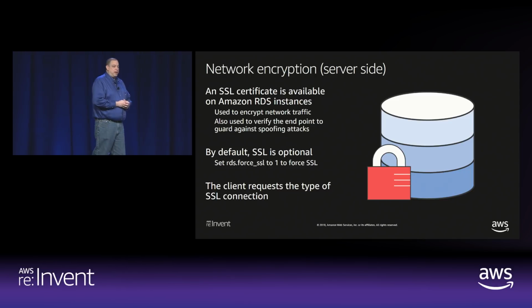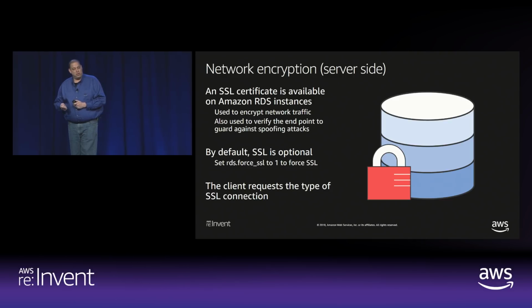When you create a new RDS instance, there's an SSL certificate on there that you're able to leverage. It's optional, but what I recommend is turn it on all the time and set the parameter force SSL. You even want to do this on your development servers, because a lot of times you'll take data from production, roll that back into your development servers, and this way it's encrypted all along.